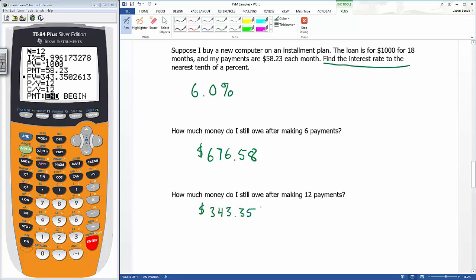The reason my guess was what it was, because when I went a third of the time, starting with $1,000, I didn't quite pay off a third of it. So if I go 2/3 of the time, I expect to not quite pay off 2/3 of it. 2/3 of it would be 666. So I would owe 333. I figured it'd be a little more than that. And I did get a value that's a little bit more than that.